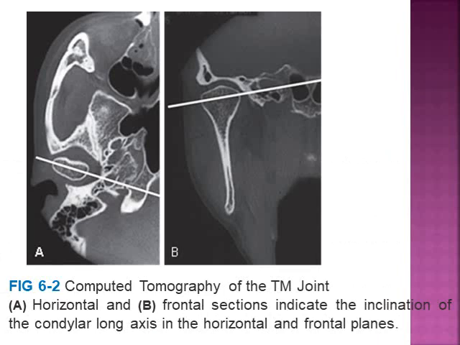As you can see here in computed tomography of the TM joint, in photo A, we can see the horizontal section, top view of the condylar head. As you can see, the mediolateral inclined plane. Also in figure B, the frontal view, you can see the mediolateral inclined long axis.